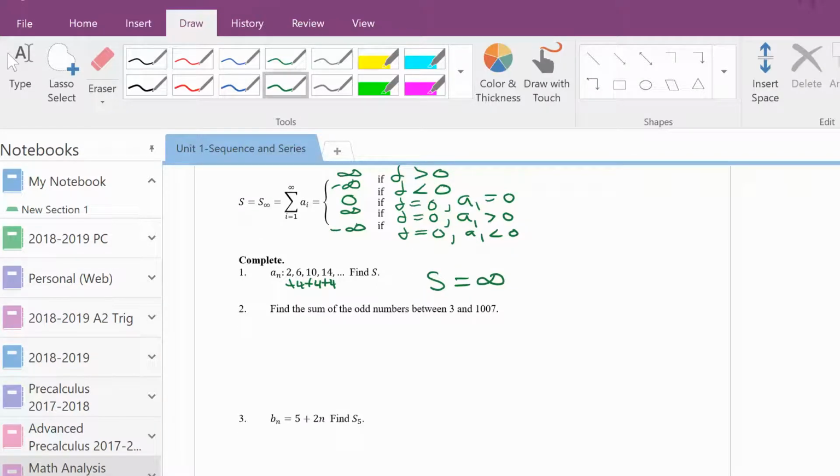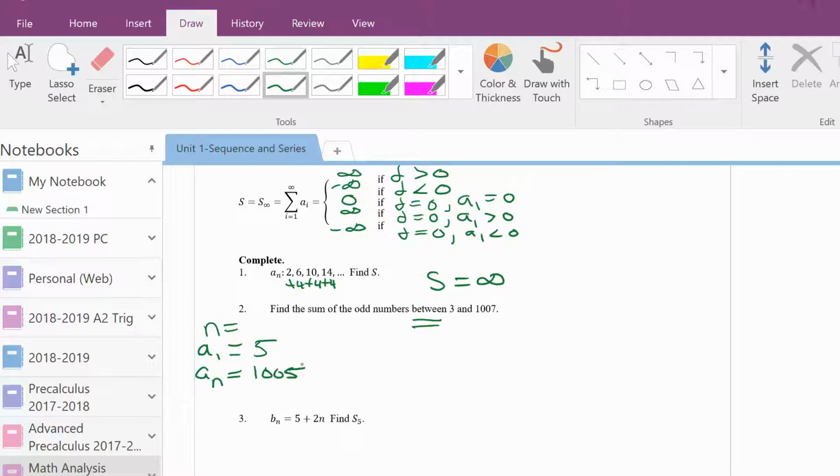Number 2, find the sum of the odd numbers between 3 and 1007. Well, remember, to find the sum, we need to know the number of terms, the first term, and the last term. Here we do know the first term. It's not 3, because remember, it says between, not including. So the first odd number between 3 and 1007 is 5. The last one would be 1005.